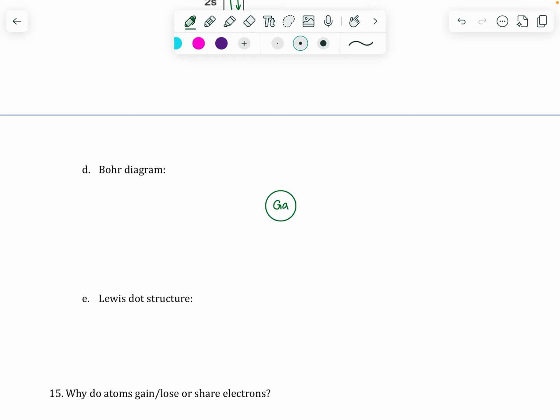And then what we're also going to do is at our energy levels, which is based off of the period number that gallium is in. And so we find gallium in the fourth period, which lets us know that there's actually going to be 4 energy levels where the electrons are going to exist around that gallium nucleus.